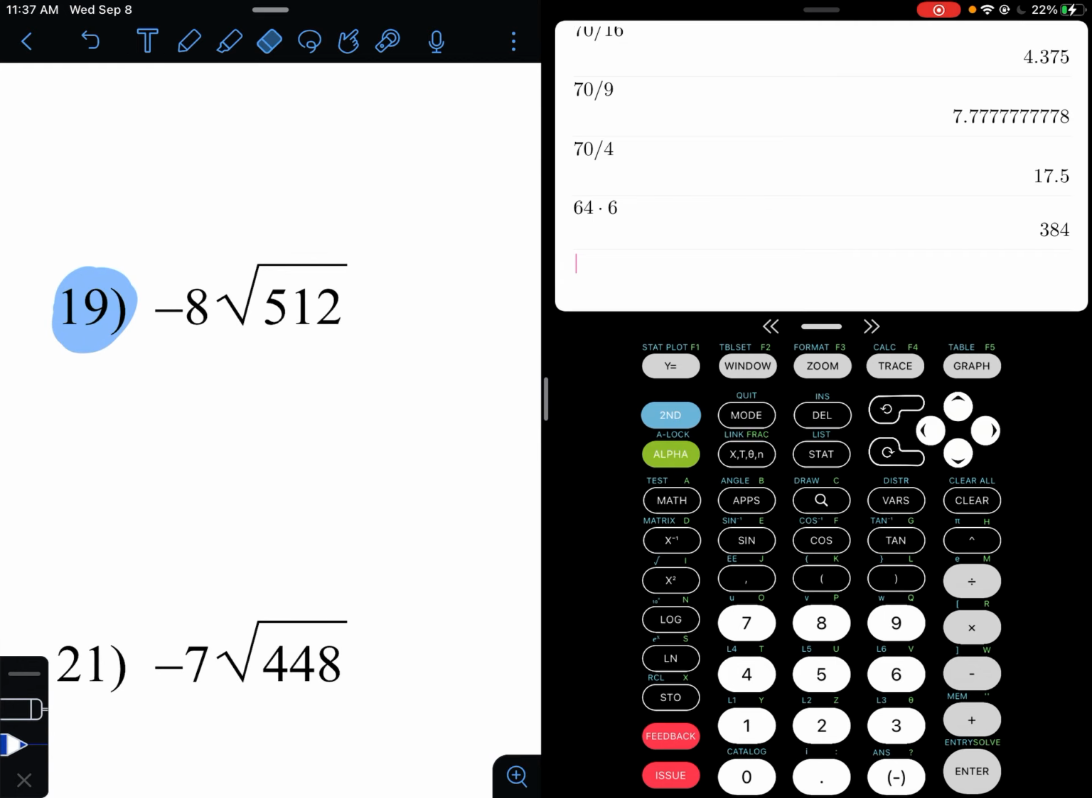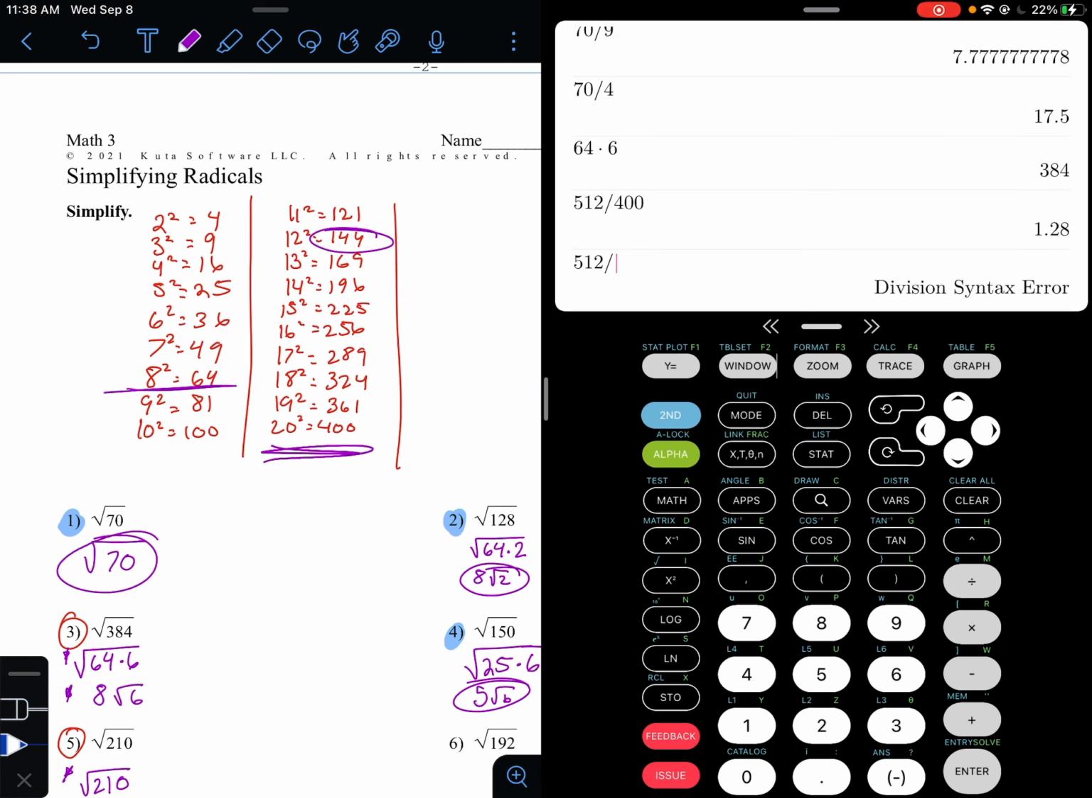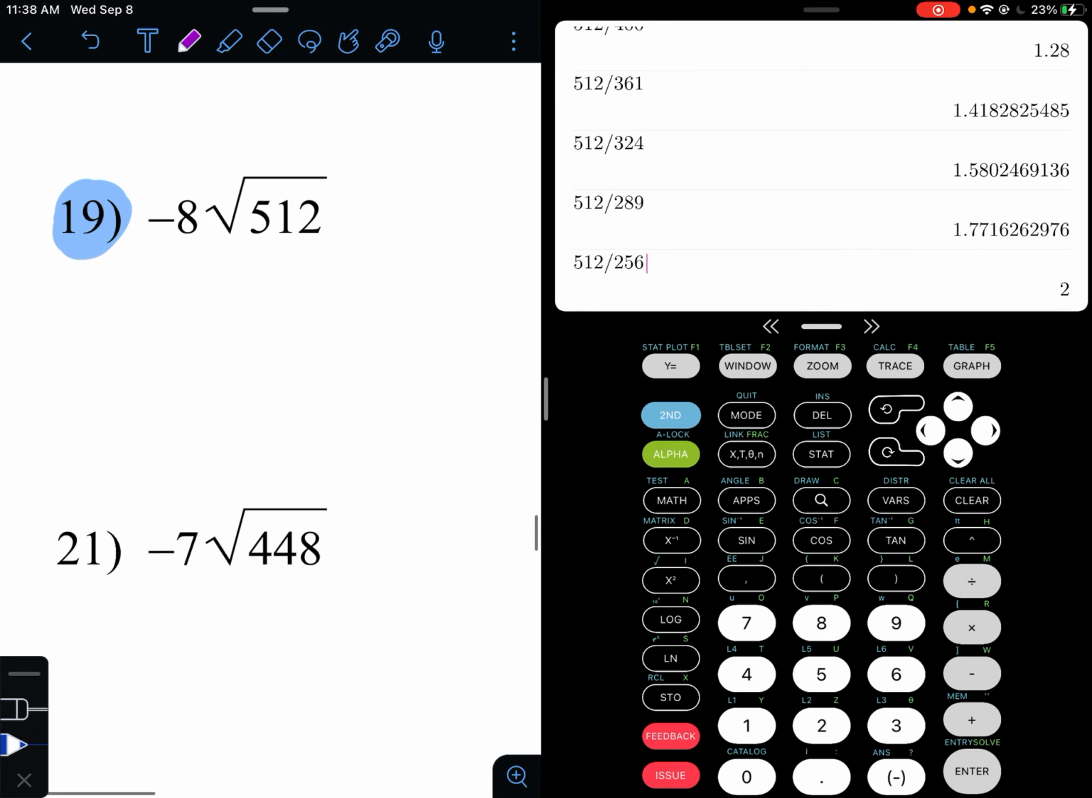So now let's try something like 19. We have to break down 512. Now 512 is a big number. So let's start off here at the 400. We're going to do 512 divided by 400. Did not work. 512 divided by 361. Did not work. 512 divided by 324. Did not work. 512 divided by 289. Did not work. 512 divided by 256. That did work, right? So 2 times 256 is going to give me 512.